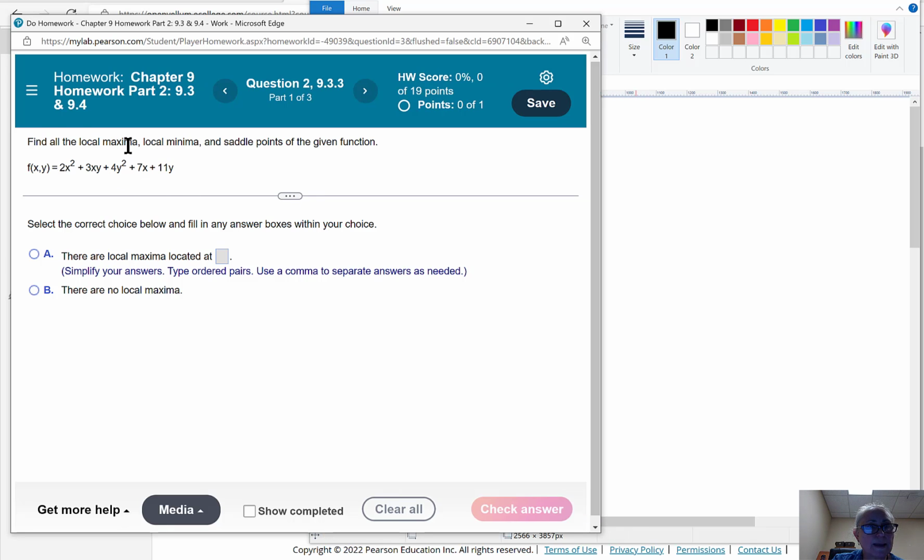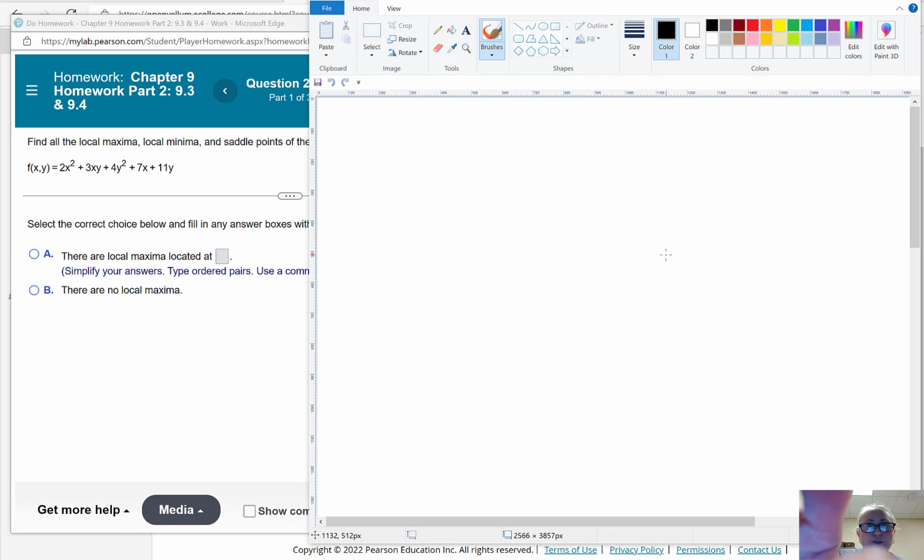Find all local maxima, local minima, and saddle points of the given function. f of x, y equals 2x squared plus 3xy plus 4y squared plus 7x plus 11y. So the first thing we have to do is find the first order partial derivative with respect to x. That means we treat x like a variable and y like a constant.